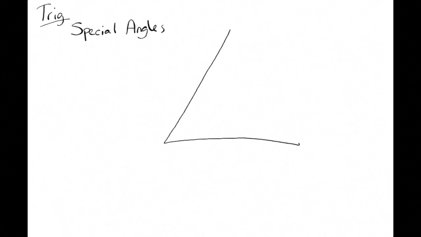We're going to have a look at some special angles in trig. It makes it easier for us just to remember some of these, especially when we're working out exact values and calculations. So we're going to have a look at how they're derived. We're going to start off with an equilateral triangle.